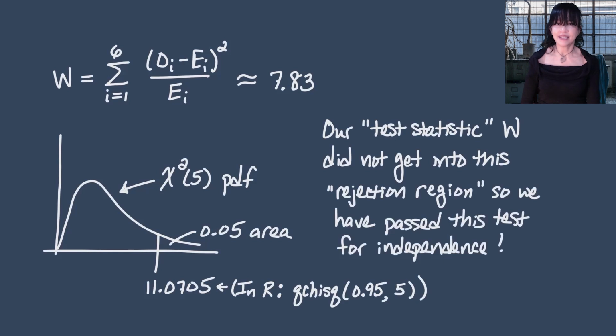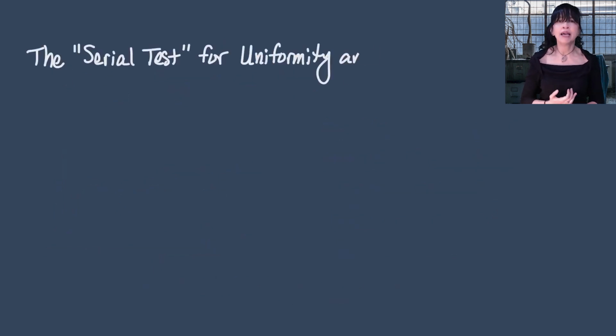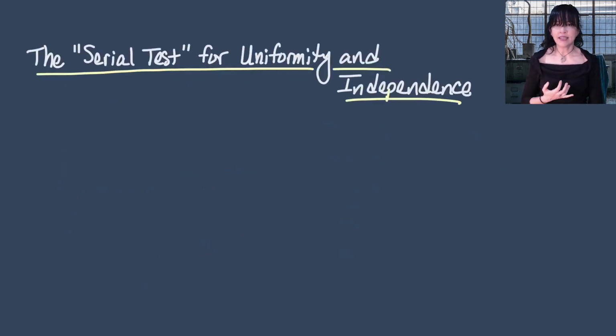Now, my other tests are going to be quicker still. I'm just going to talk about 2 more. So I'm going to talk about the serial test for uniformity and independence both. This is kind of an equidistribution test. This is something that the folks at IBM should have done with their RANDU random number generator.